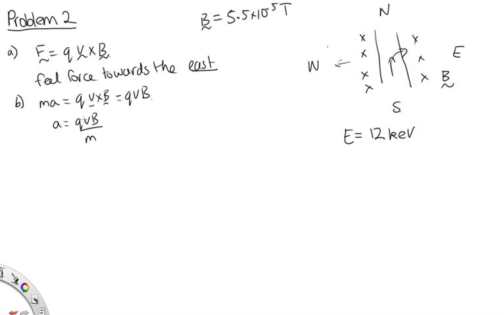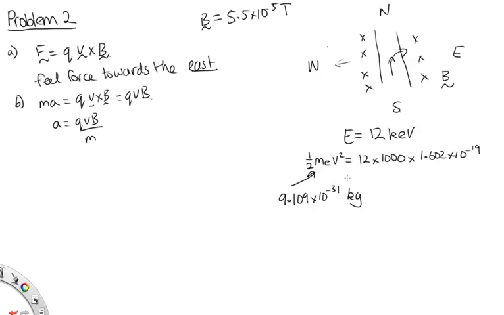And so what we need to do is work out the velocity. To do that, we can use the energy. This is a half times the mass of the electron times the velocity squared is equal to 12 times 1,000 to get it into electron volts times 1.602 times 10 to the minus 19 to get it into joules. And the mass of the electron is given by 9.109 times 10 to the minus 31 kilograms.